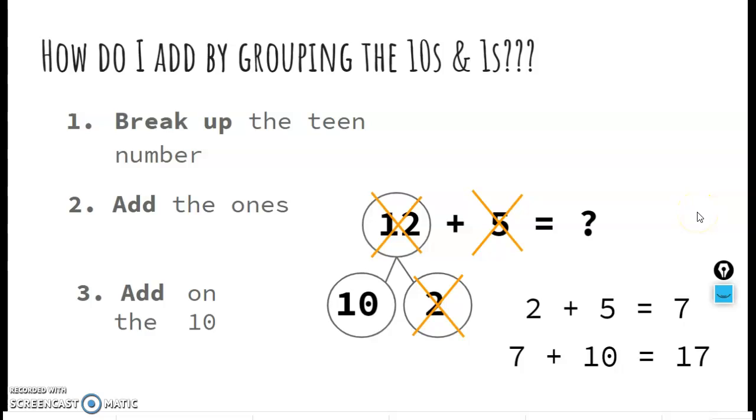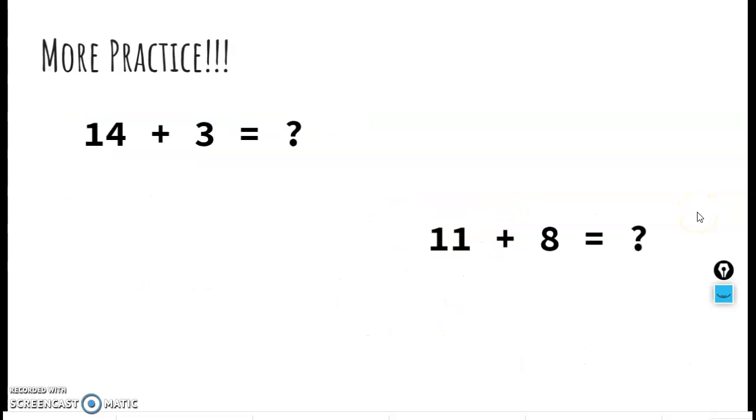All right, I know that was a lot of information, so let's try a couple more, just so that we can get our brains to start to remember this pattern, this strategy. So next one is 14 plus 3. So first, step number 1, break up the teen number. So I'm going to draw a little number bond here.